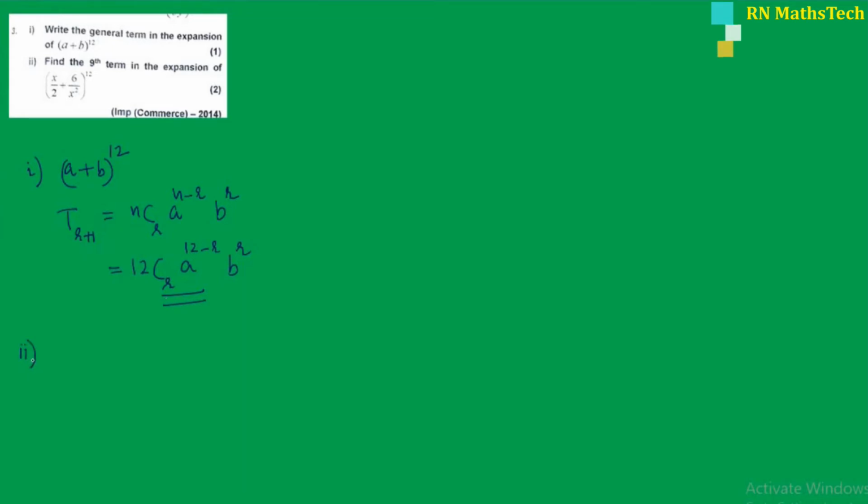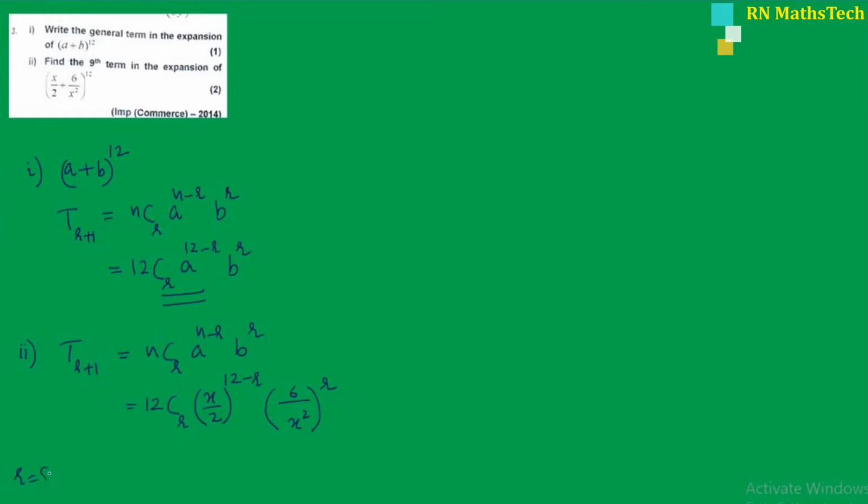Now the second part, find the 9th term in the expansion. T(r+1) is equal to nCr a^(n−r) b^r. Here the power is 12, so 12Cr, a is x by 2, (x/2) raised to 12 − r into (6/x²) raised to r. So to find the 9th term, put r equal to 8.